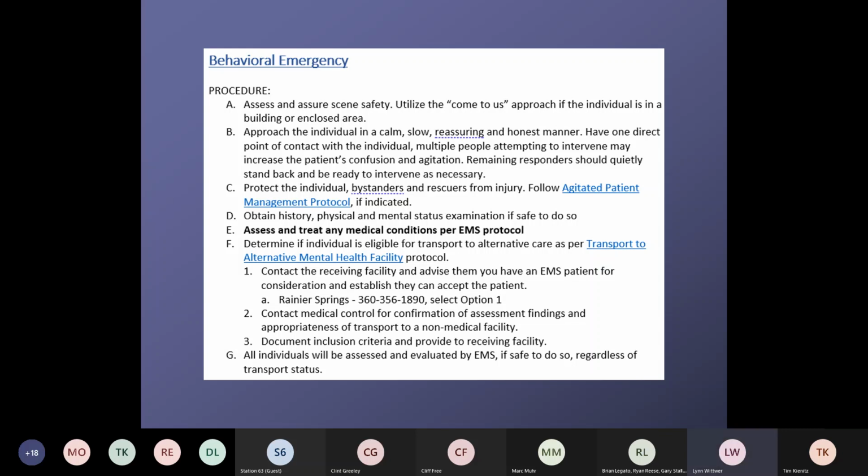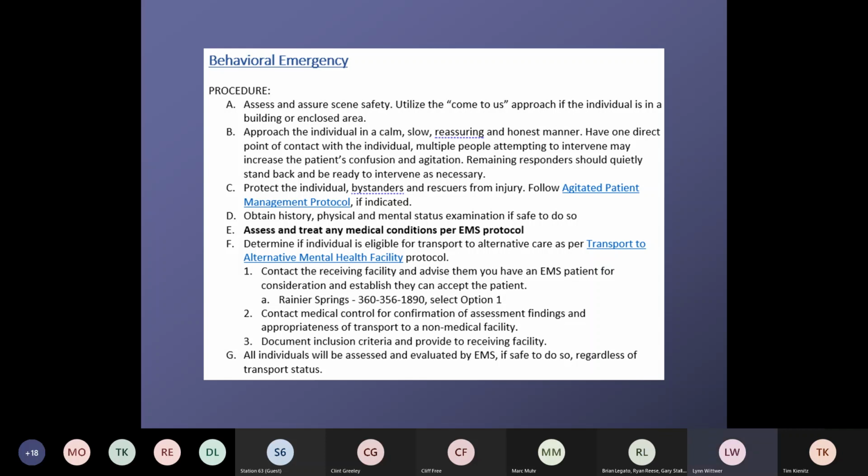We're going to all use a come-to-us approach. If the individual is in a building or an enclosed area like a car, ask them to come out. And how do you ask them to do it? Well, sometimes you have to get in touch with them by phone. Sometimes you can use the PA system on the rig to ask them to step out of the car, etc. Approach the individual in a calm, slow, reassuring, and honest manner. One person should make that direct contact. Multiple people may increase the agitation of that patient, especially in a behavioral health situation. They don't often like uniforms, which is one of the reasons why police sometimes agitate the scene.